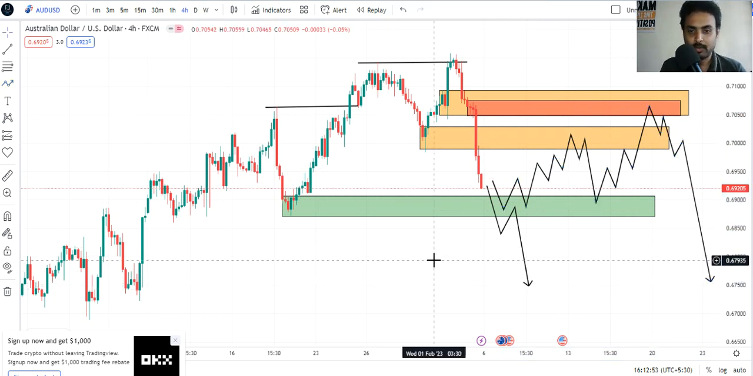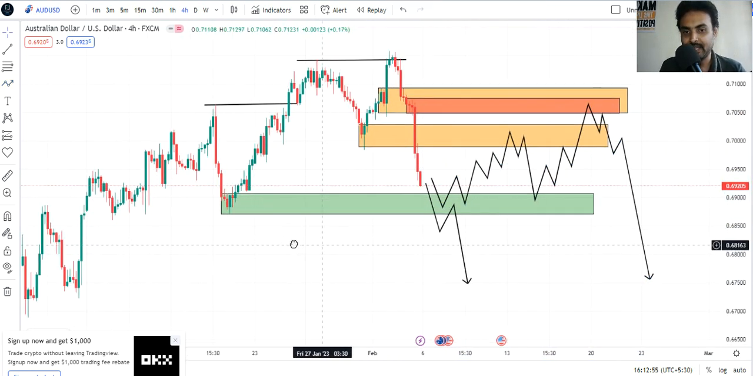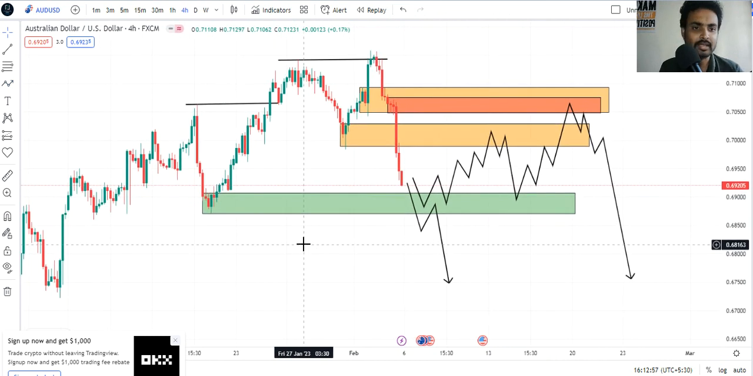Okay, so this is what I'm seeing in the AUD USD, and like I said, I want your inputs. Which pair you are looking at, which pair you want me to analyze, let me know. I'm really happy to clarify your doubts, and I would like to give my inputs on those things.